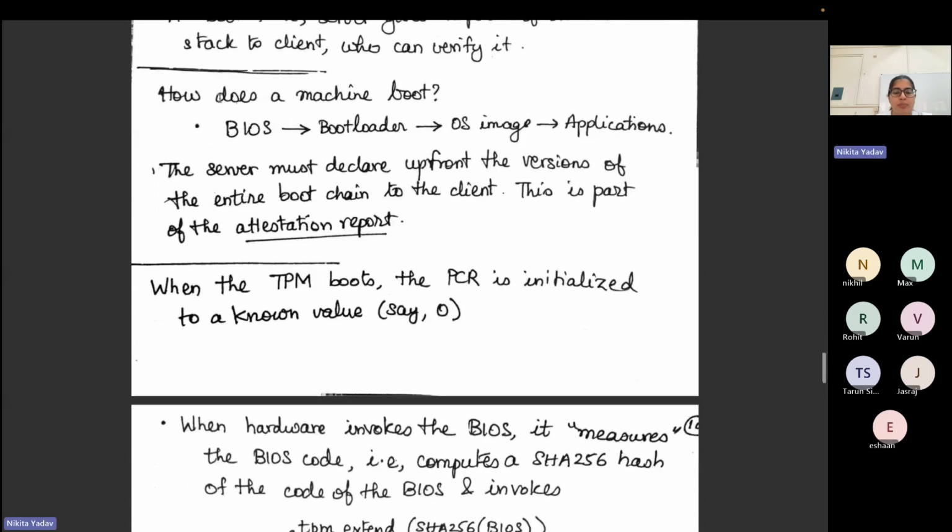So we looked at how a machine boots. This is how your machine is going to boot: first BIOS starts, then the bootloader, OS, and then applications. And now we are building an attestation protocol, which is the trusted boot or the secure boot. And for that, the attestation protocol has these steps that we just discussed.